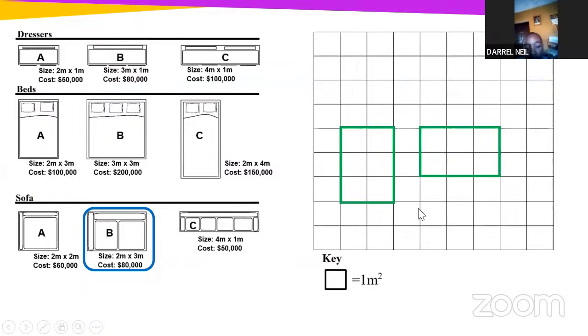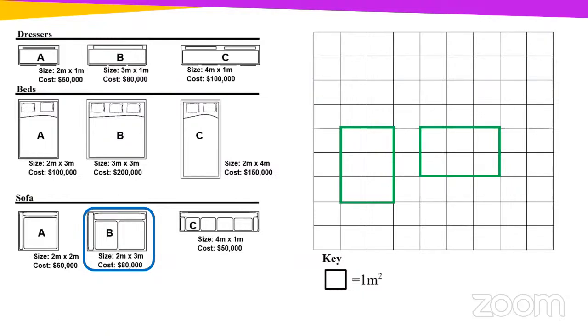So what would be the area of sofa B? 6 squared meters, miss. So remember, boys and girls, we're not to leave off our units. This time we're looking at area, so it is squared meters, 6 squared meters.